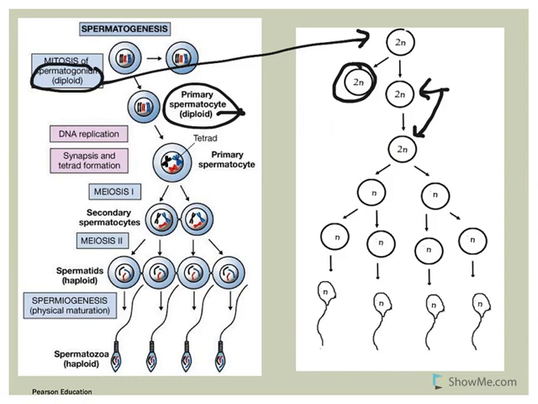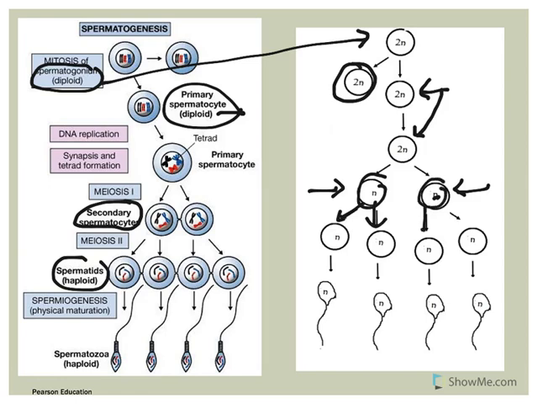When it completes the first meiotic division, or meiosis 1, you have 2 secondary spermatocytes, which you have written here. So you have 2 secondary spermatocytes, which are haploid. You see the n instead of 2n, so they're haploid. After the second meiotic division, you're going to end up with a total of 4 spermatids, which you see here. So this one divides, you get 2. This one divides, you get 2. So you get a total of 4 spermatids, which are all haploid.